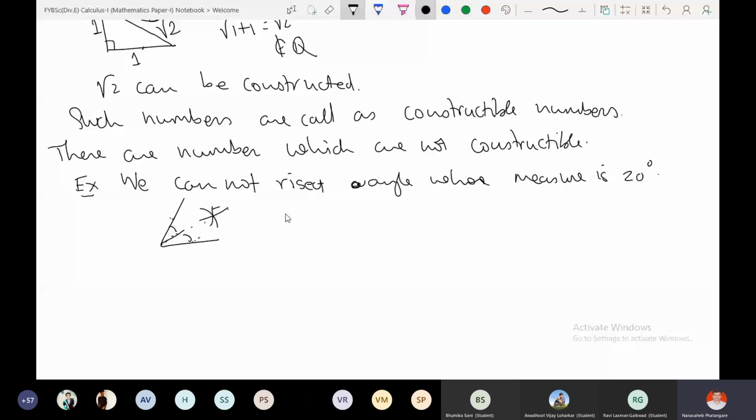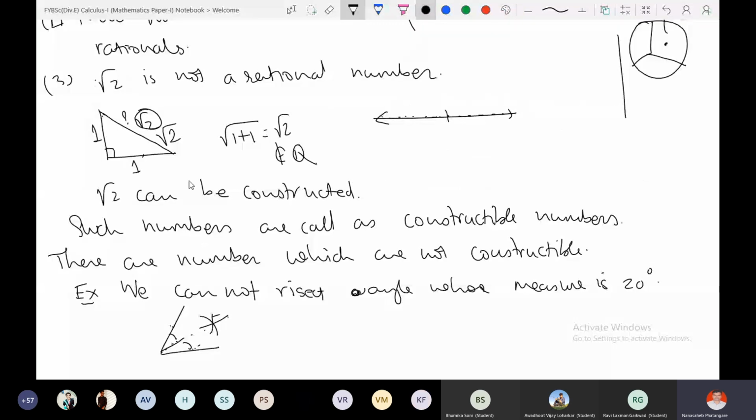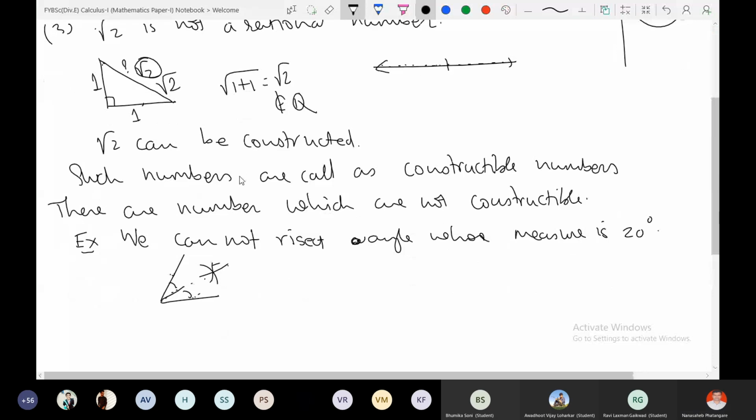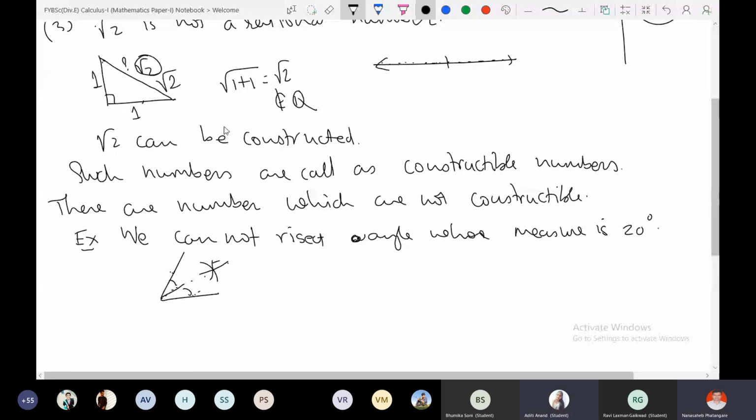There is a right angle triangle whose hypotenuse is root 2. That means we can actually construct length root 2. So is it clear? We can construct root 2. Right? Can you hear me? Yes, sir. Okay, very good. So that means such numbers are there which are not rationals, and last time we have verified it, root 2 is not rational. So we have a length root 2, but it is not in rationals.